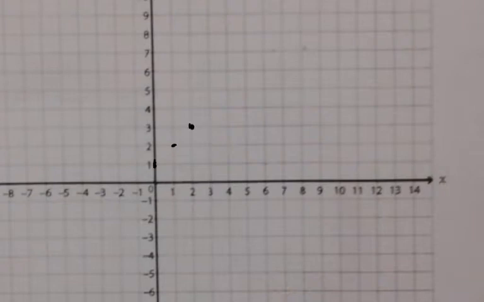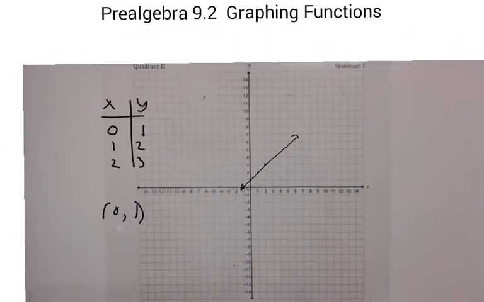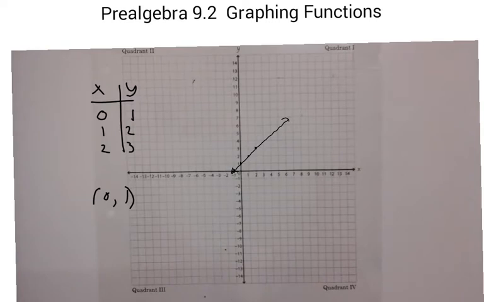And you can kind of see how this is going, that if I connected these, it would look something like that. Let me bring everything back into the picture here. So this would be a graph of what it would look like. Notice that the graph actually crossed over both the y-axis here and the x-axis. I put enough of the graph in to see that.